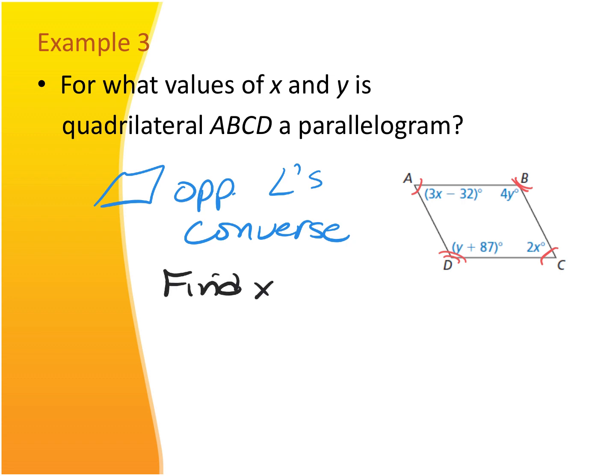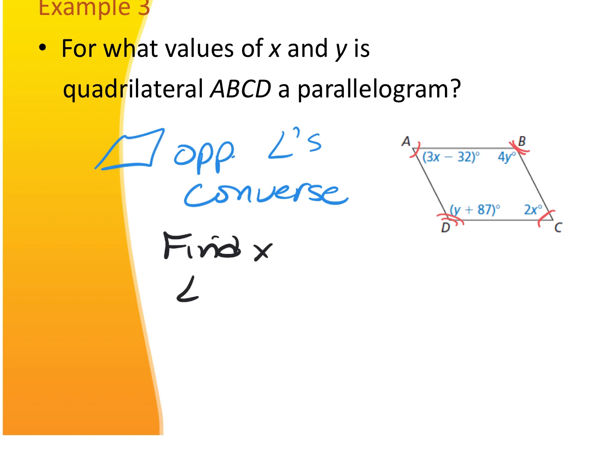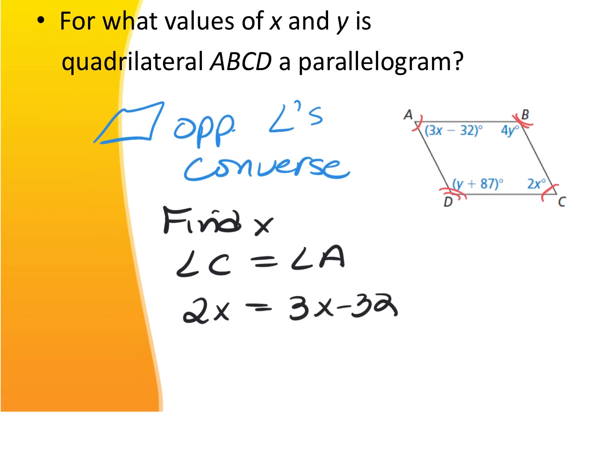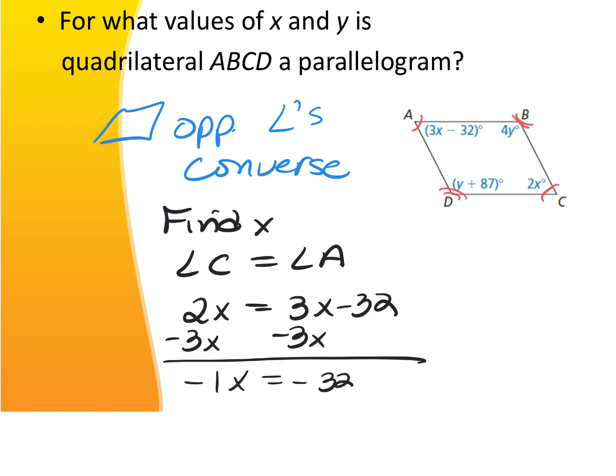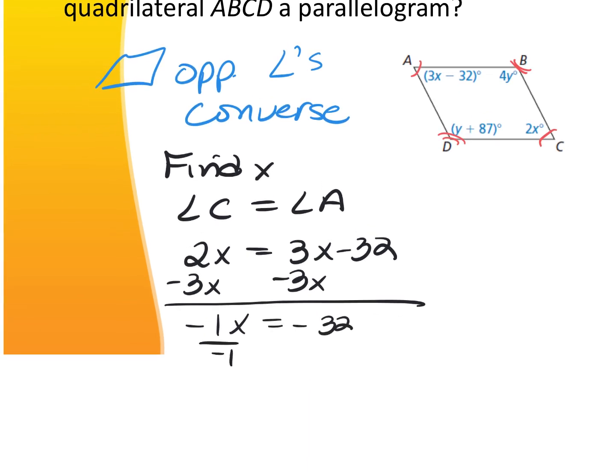So to find x, I'm going to be setting angle C equal to angle A. Doesn't matter how you set it, equal to each other. So C is 2x. A is 3x minus 32. I'm going to get my x's together by subtracting 3x. I get negative 1x equals negative 32. Divide by negative 1, and x equals 32.